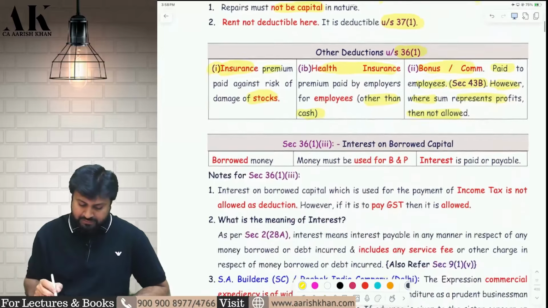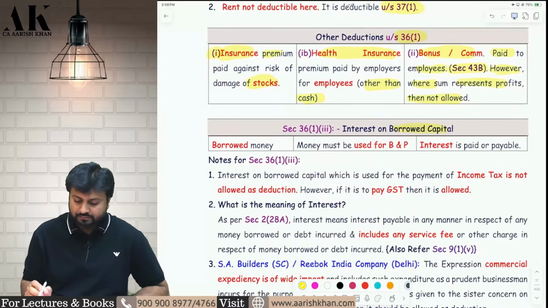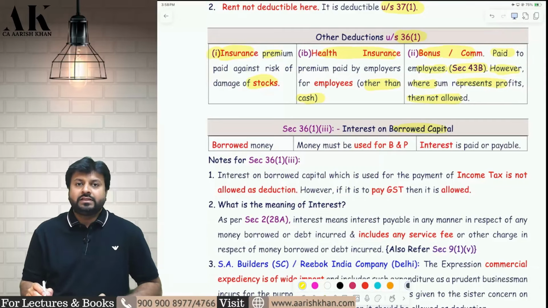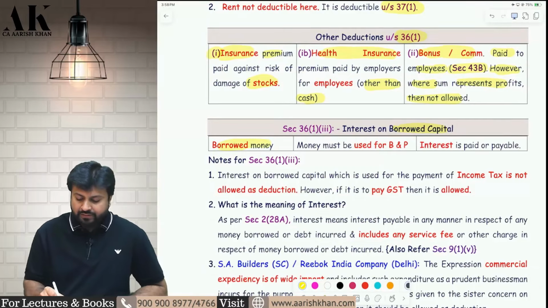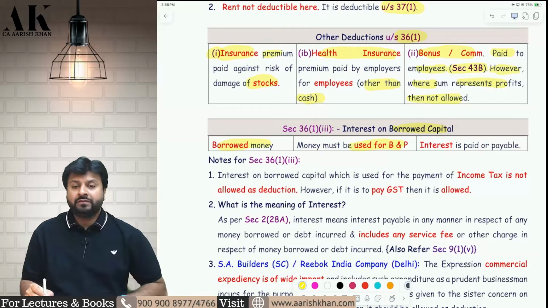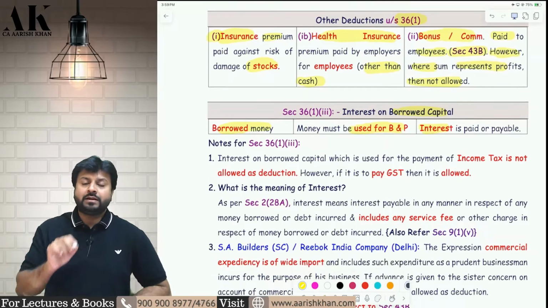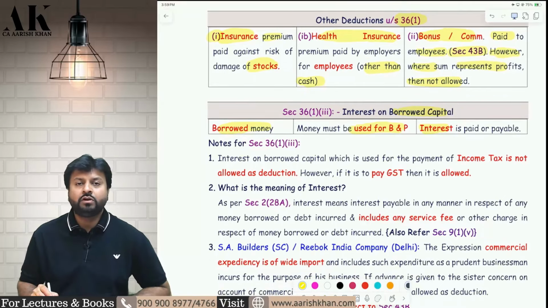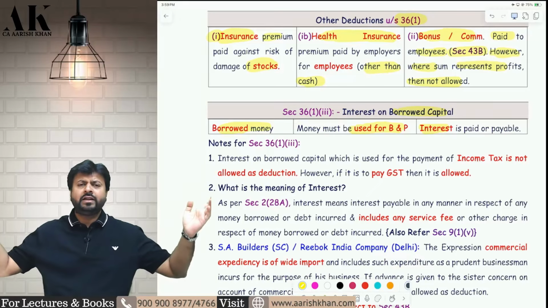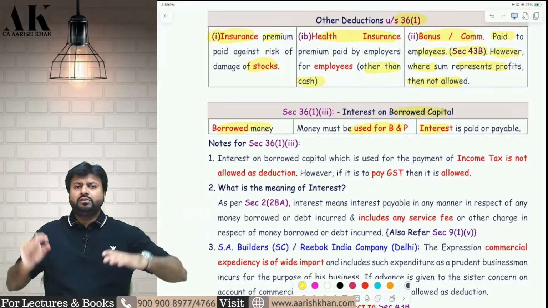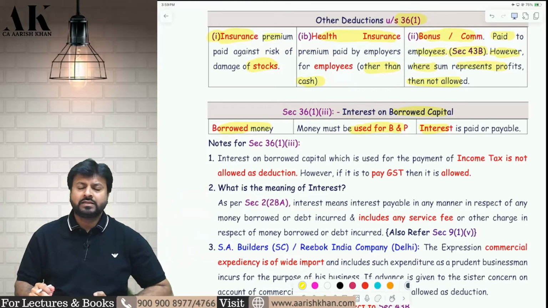Okay. Next one, interest on borrowed capital. Section 36(1)(3). If you borrow money and you use that money for the purpose of business and profession, then interest will be allowed to you as a deduction. But you should use that money for the purpose of business and profession. Sir, what do I mean by use for the purpose of business? It is very widely interpreted. Sir, if I use that for the purpose of payment of salary, rent, etc., it is allowed as a deduction? Yes, why not? Payment of salary, payment of rent is a part of business. It should be allowed as an expense.